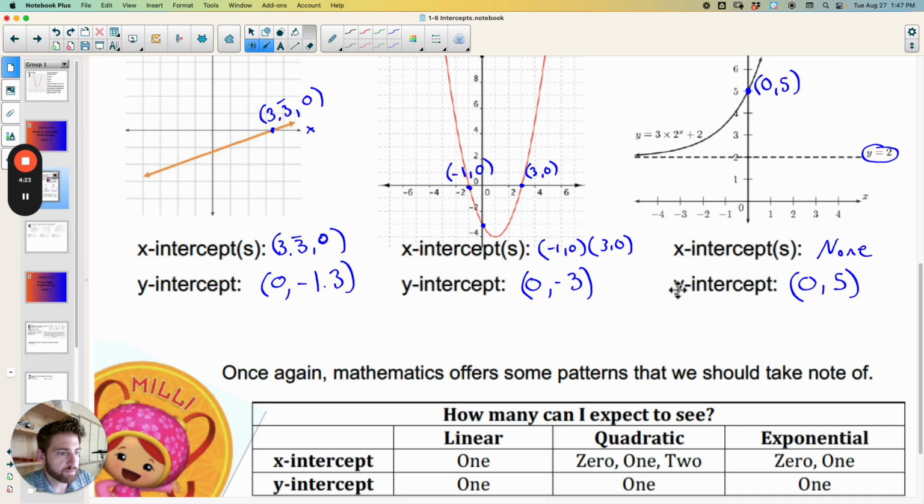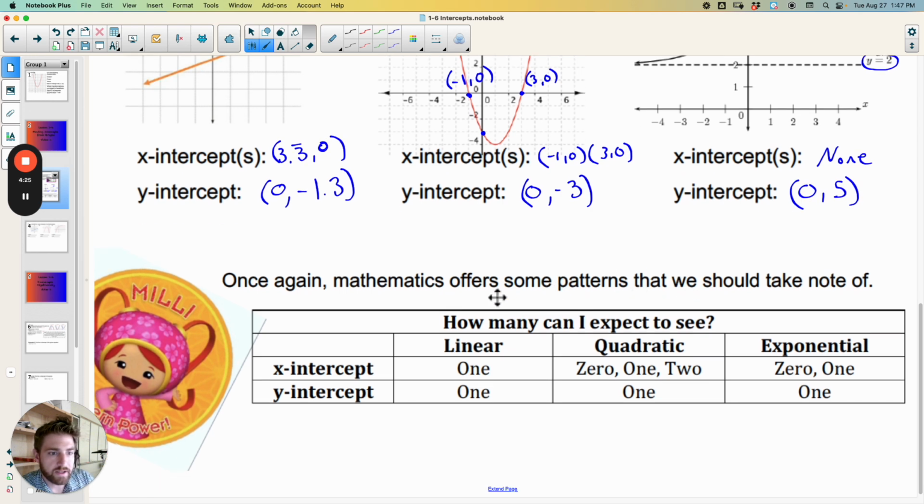And then the last thing I want to mention is this right here. How many can I expect to see? If you're talking about a linear function, you're going to see it cross the x-axis once and the y-axis once. If you're talking about a quadratic, it could cross 0 times, 1 time, or 2 times. And then the y-intercept, you're only going to have 1. And then lastly, for exponential, it could either cross 0 times or 1 time, and then the y-intercept will only cross once.